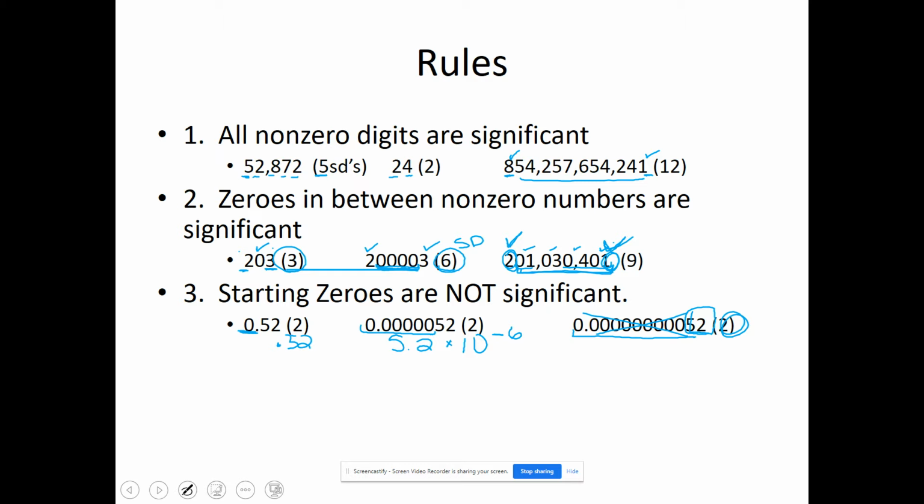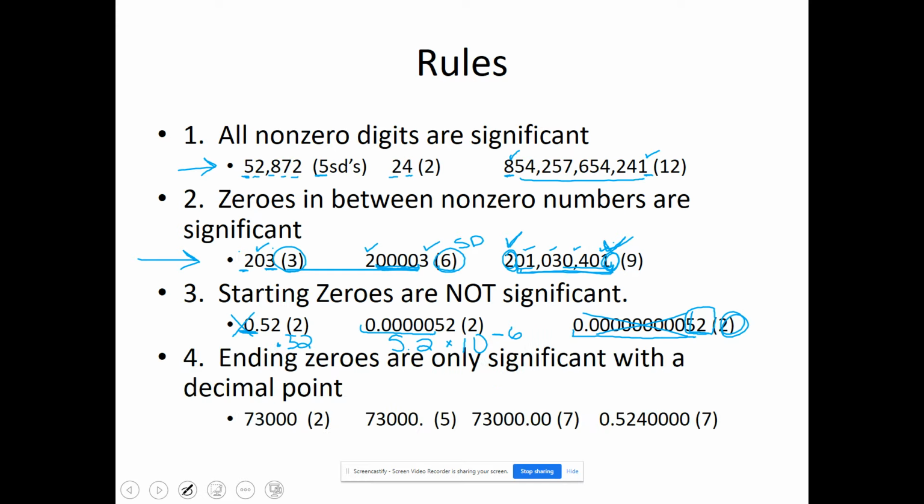All right, so those are the first 3 rules. So far, not too bad. Just remember, starting zeros never count because those will get kind of in the way. So anything that's not a zero, they always count. Zeros that are sandwiched between, they always count. Zeros in the front never count. They're just placeholders. So starting zeros don't count.